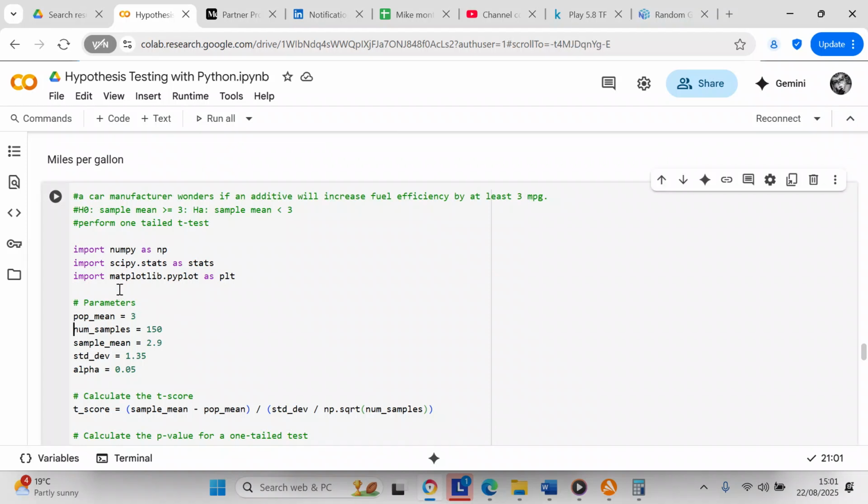Now we're going to define our parameters. The population mean equals 3, and the number of samples is 150. The sample mean is 2.9, so that means there's a difference of 0.1 between the population mean and the sample mean. The standard deviation is 1.35, and the alpha, which is the significance level, is 0.05.